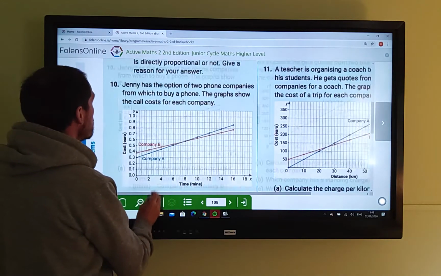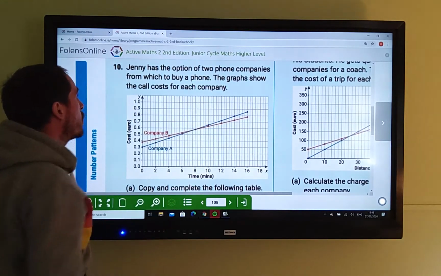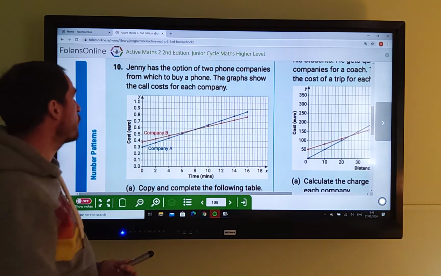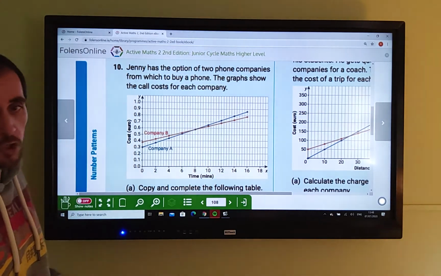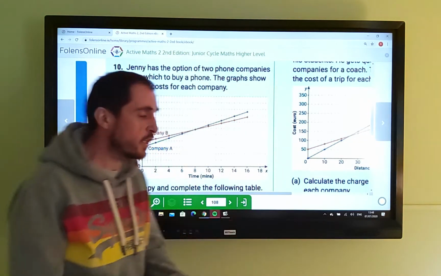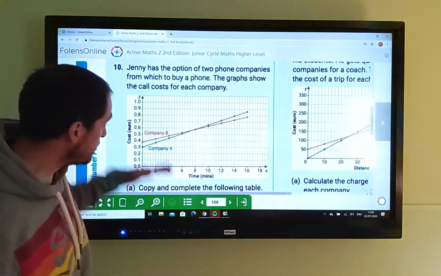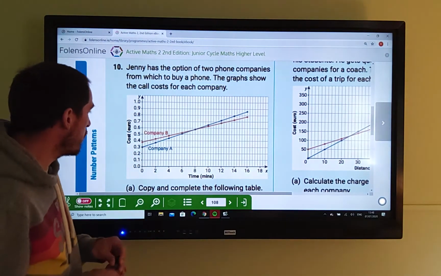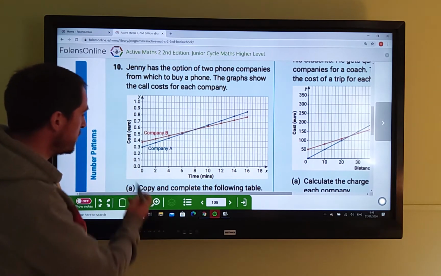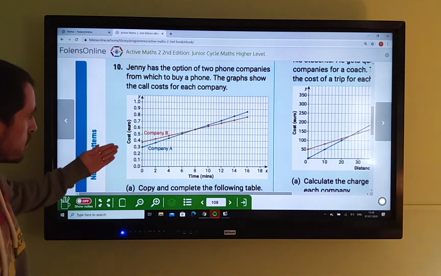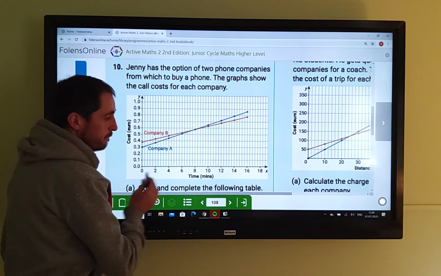So Jenny has the option of two phone companies from which to buy a phone. The graphs show the call cost for each company. Now, what you should be looking at doing with a question like this is you try and read the graph first and pick the information, and then you look at the questions. So I look at company A here. And what this means basically is follows this. This is the cost, and this is the amount of time.